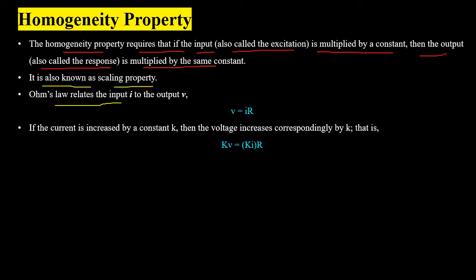Now we will study its application to Ohm's law. We know that for Ohm's law, the voltage across any resistor is equal to the product of the current through the resistor and the resistance of the resistor. Here the current acts as the input and the voltage as the output. Now if the current is multiplied by a constant K, then the output voltage will increase corresponding to the constant K. Likewise, Ki multiplied by resistance R will give us K times the voltage.